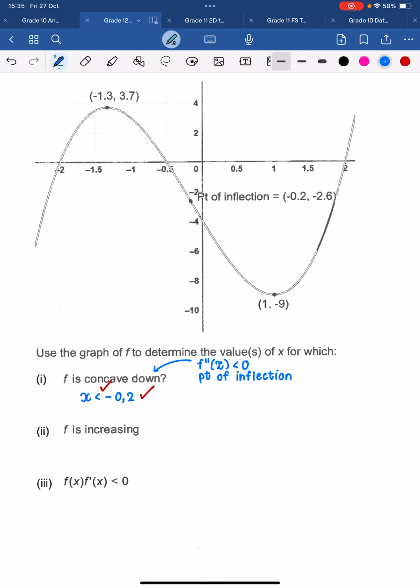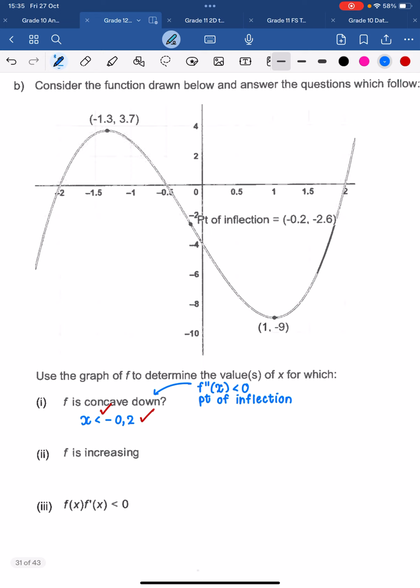The next question, where f is increasing. Now, an increasing graph is where the y values are increasing, right? So basically where your graph is kind of moving up as your x values are getting bigger. So as you are moving to the right on this graph, you are also going to look at where the y values are going up.